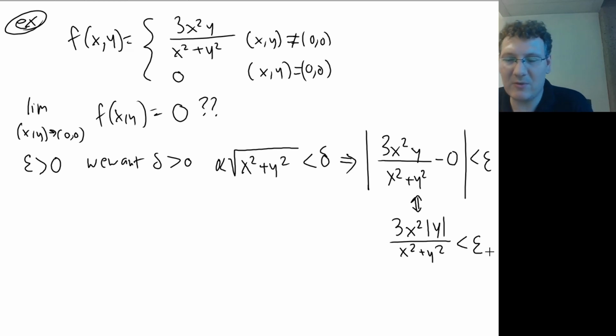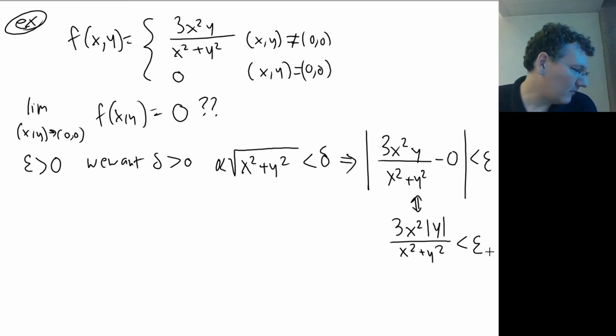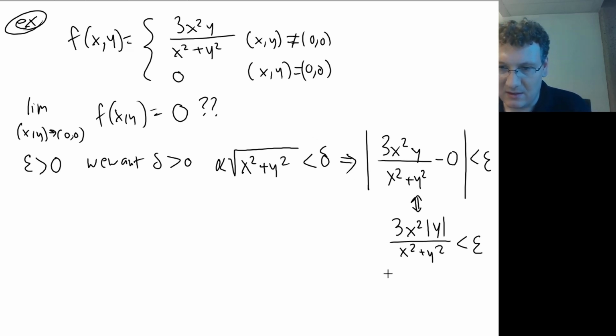The only factor that could possibly be negative would be that y, because everything else is squared. So we can rewrite this as 3x squared times the absolute value of y has to be less than epsilon times x squared plus y squared.